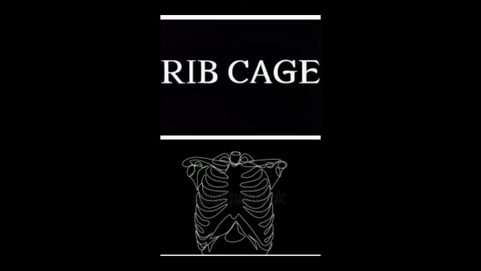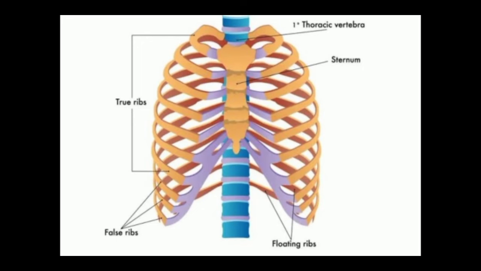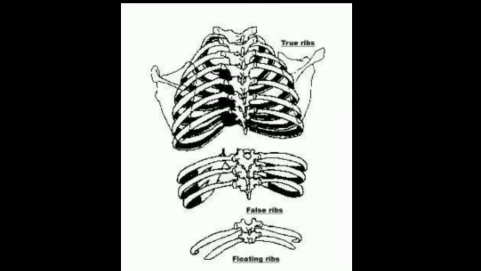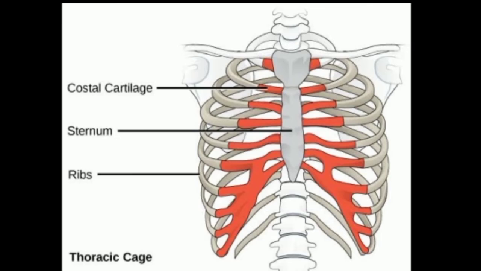Everyone is familiar that they are 24 in number, that is 12 pairs. The first 7 are called true ribs. The next 3 are called false ribs, and the last 2 are called floating ribs. The concept is that because the first 7 are attached directly to the sternum, they are referred to as true ribs, and all the others have costal cartilage, so they are false, but the last two are not attached to the sternum, so we call them floating ribs.